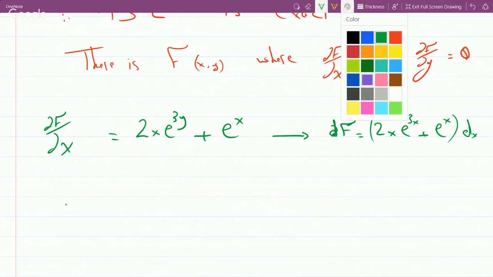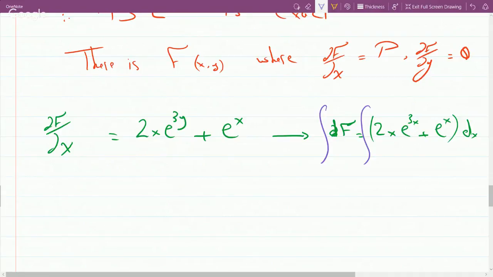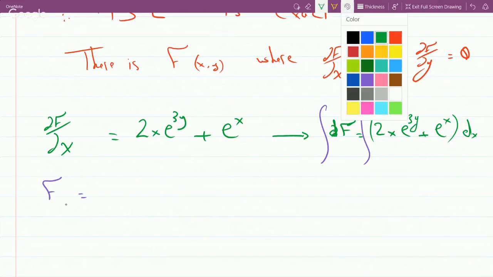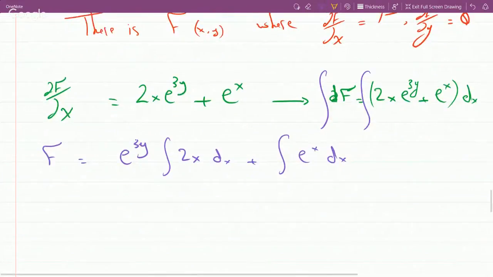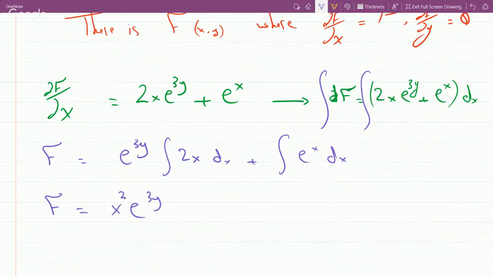And now what we can do is integrate both sides and we get f to equal, sorry, this is a y here. Okay, well, y is constant, so it can come outside the integral. This is just the integral of 2x dx plus e to the x dx. So f would be e to the 3y times x squared. The integral of 2x is x squared, and the integral of e to the x is e to the x.